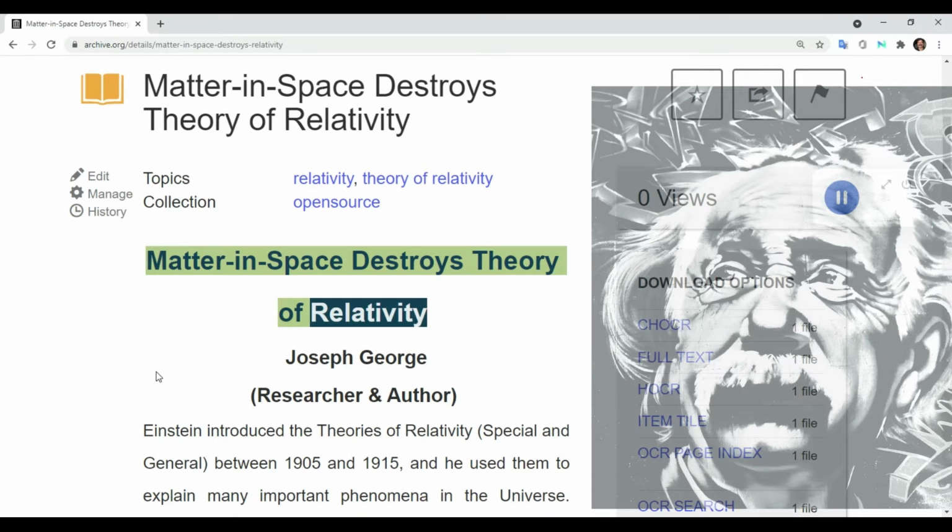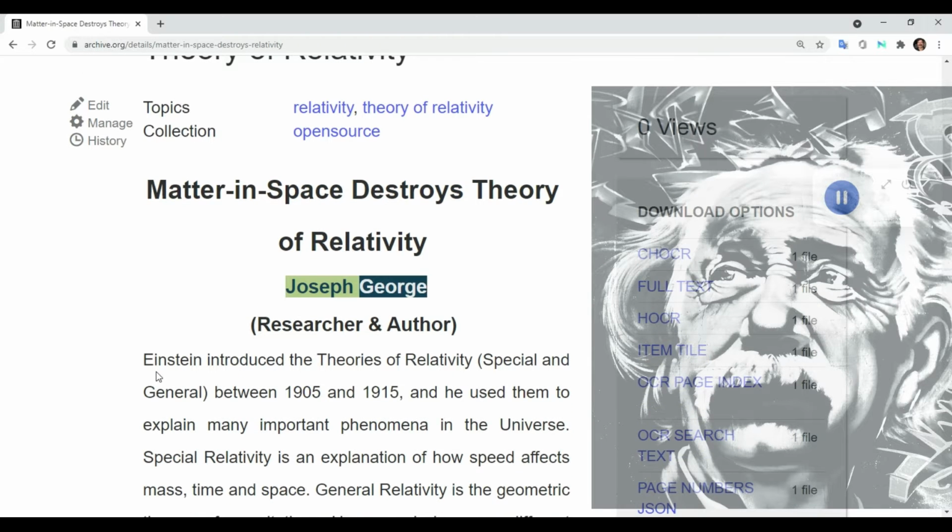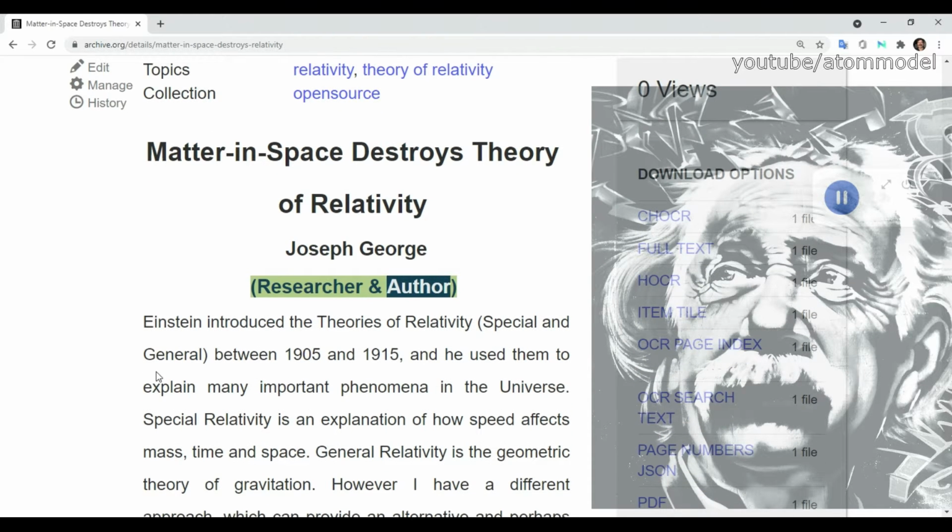Matter in space destroys theory of relativity. Joseph George, researcher and author.